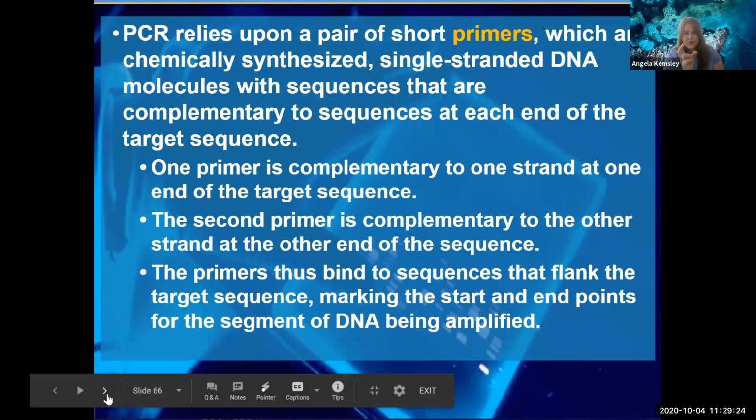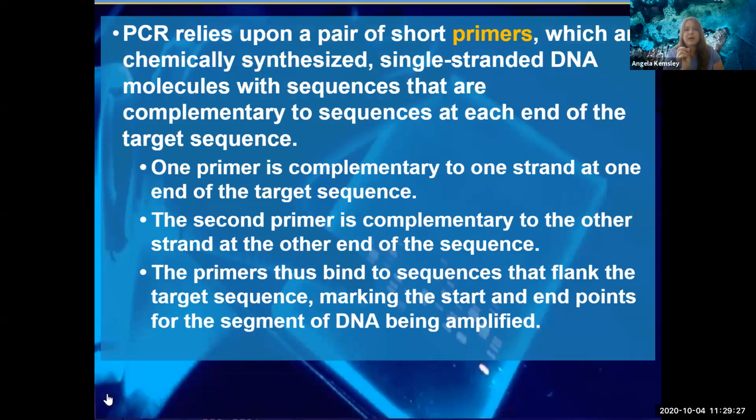PCR, polymerase chain reaction, relies upon a pair of short primers, which are chemically synthesized, so we're making them, single-stranded DNA molecules with sequences that are complementary to sequences at each end of the target sequence. So we've talked about this a little bit before, about the complementary strands, so they're going in and looking for their base pairs and using that to identify the sequence that we're actually looking for.